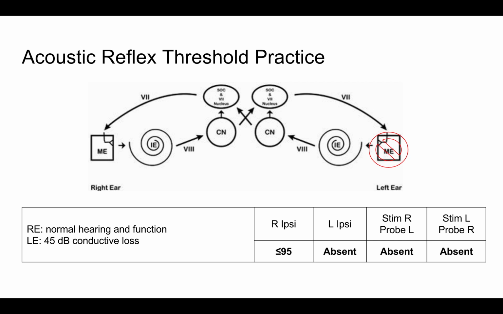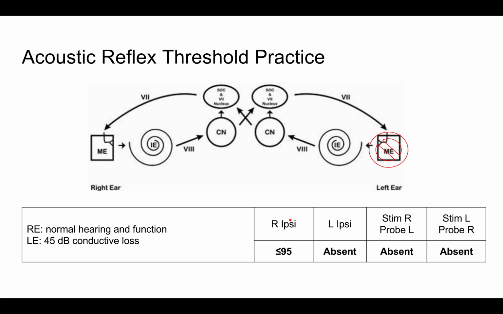So first, what we're seeing is problem number one, where you had normal hearing and normal auditory function in the right ear. So here's our right acoustic reflex pathway, and then a 45 dB conductive loss in the left ear. And I've put the circle with the cross through it, the band symbol, over the left middle ear, because that's where the pathology is. It's a conductive pathology. So first, let's take these in order from left to right.